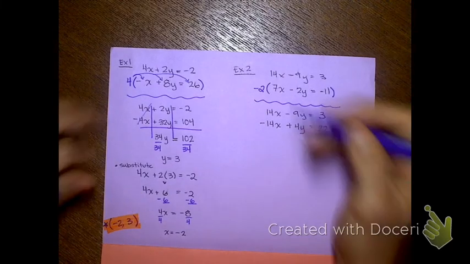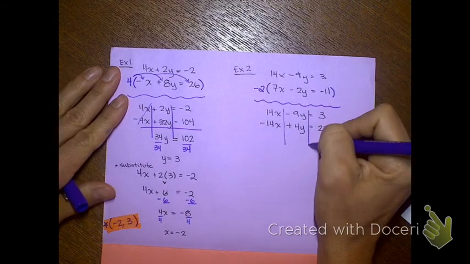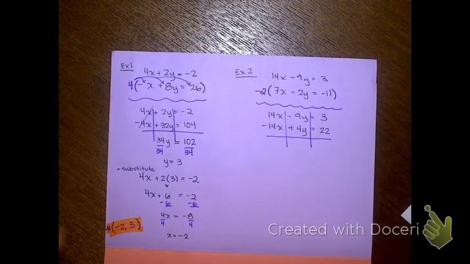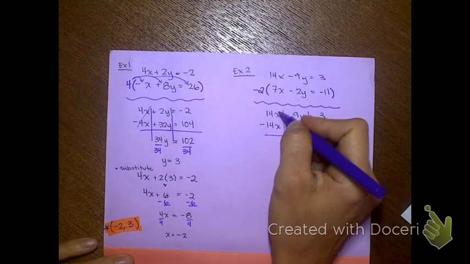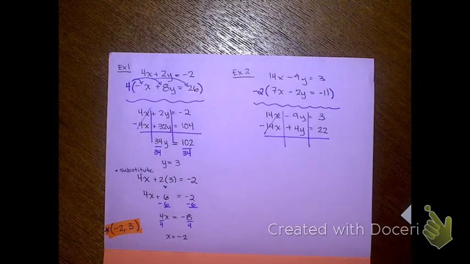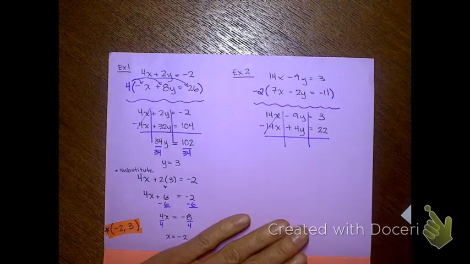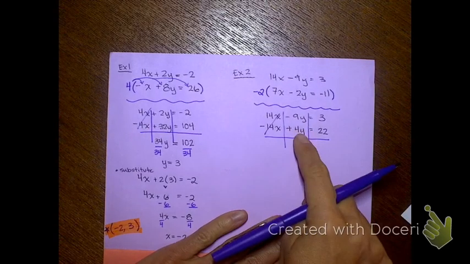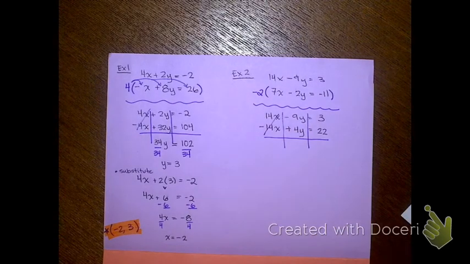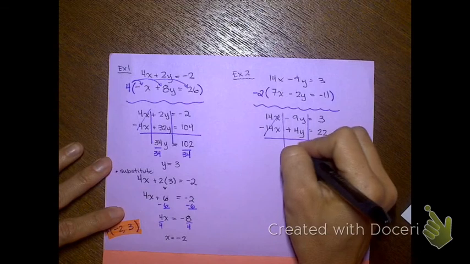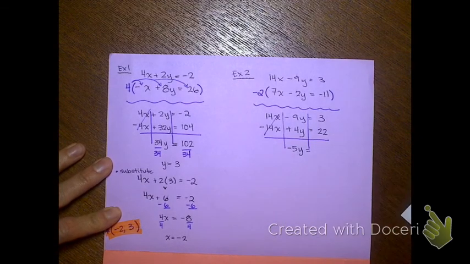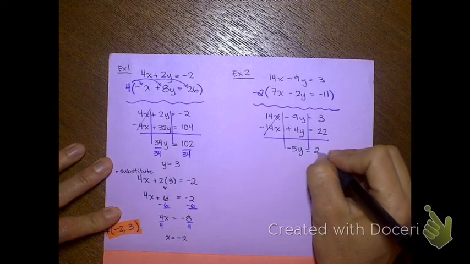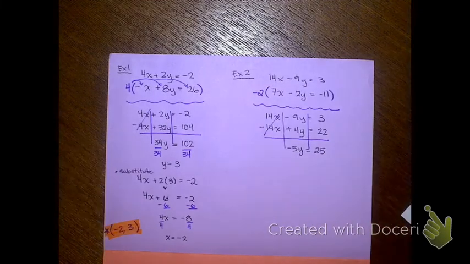So now I'm going to go ahead and do my columns. Because these are the same number with opposite sign, they're making nothing, so those cancel out, right? It makes zero, they eliminate. What's negative 9 and positive 4? Negative 5. And what's 3 and 22? 25. Okay. Now, how would you continue solving from there?